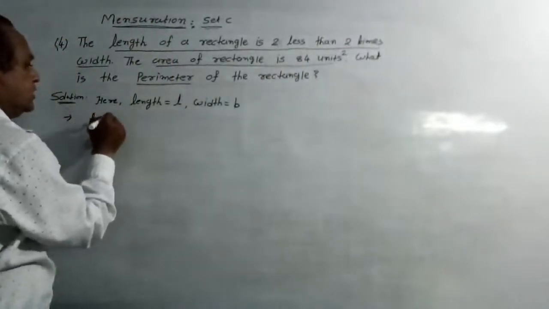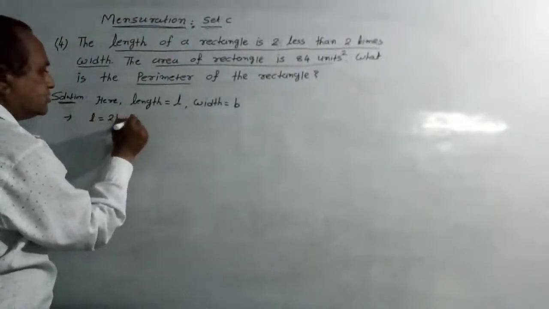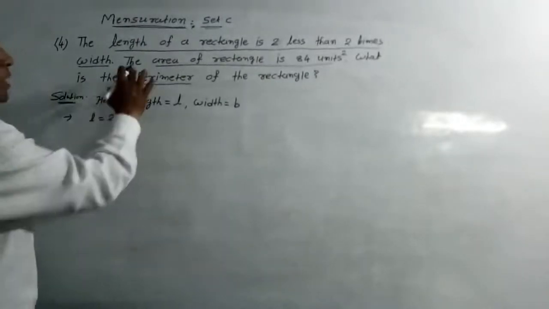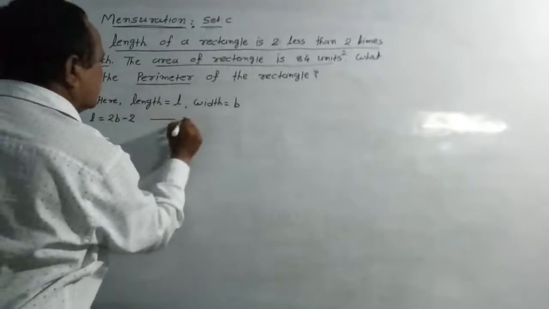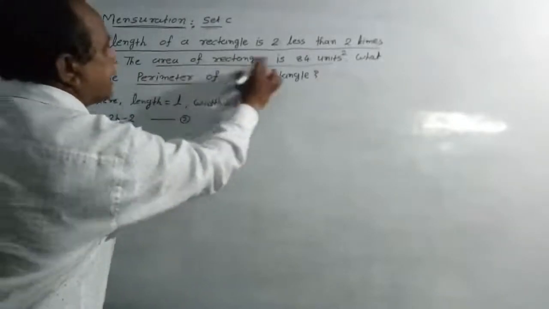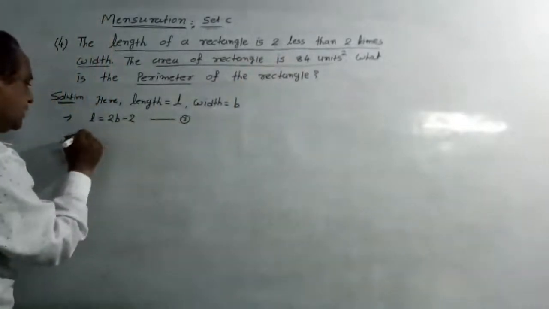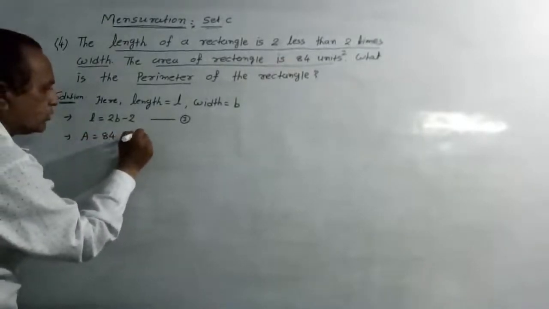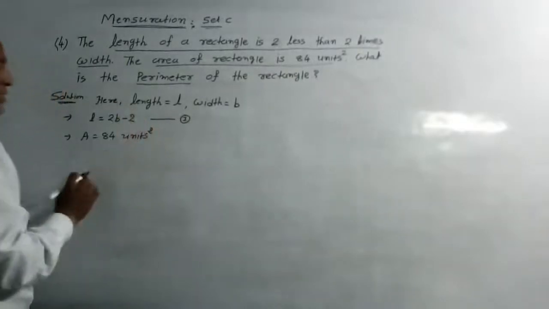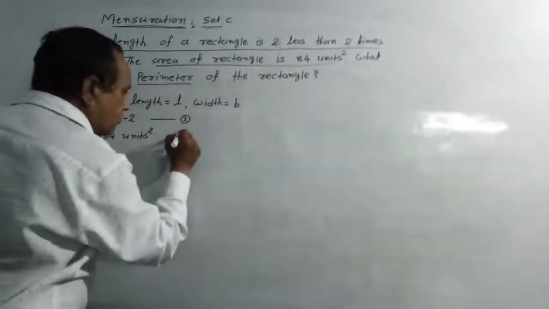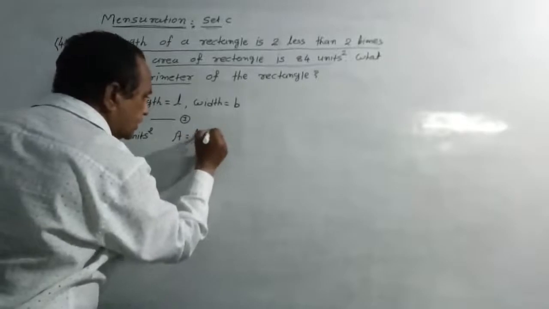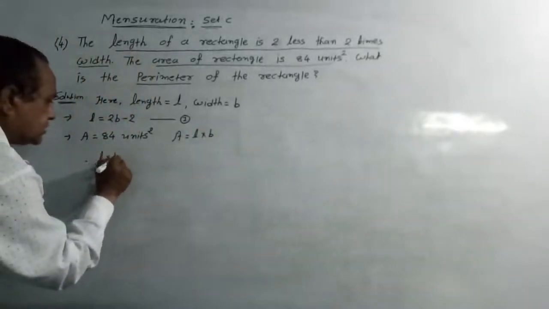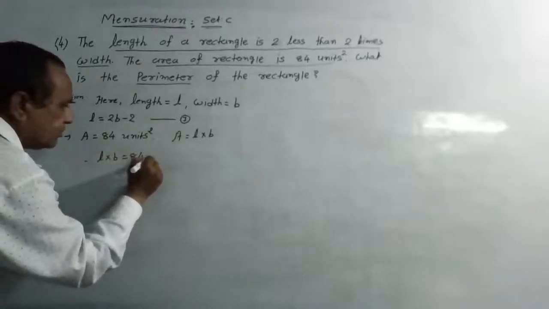2 less means L is equal to 2B minus 2 here. Now here given, the area of rectangle is given A is equal to 84 units square. But we know that area of rectangle is equal to L multiplied by B. So L multiplied by B is equal to 84.